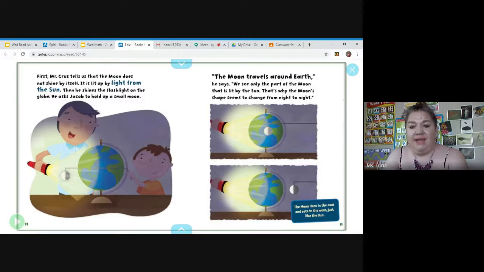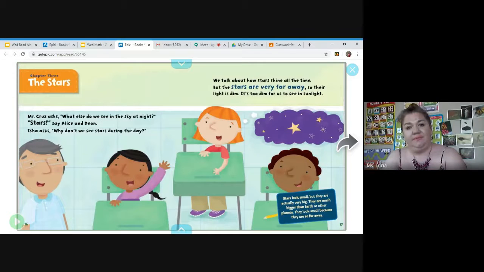The moon rises in the east and sets in the west, just like the sun. So there's another pattern there. We have waxing and waning, growing bigger and growing smaller. And then it also goes east and west, where it rises and sets.